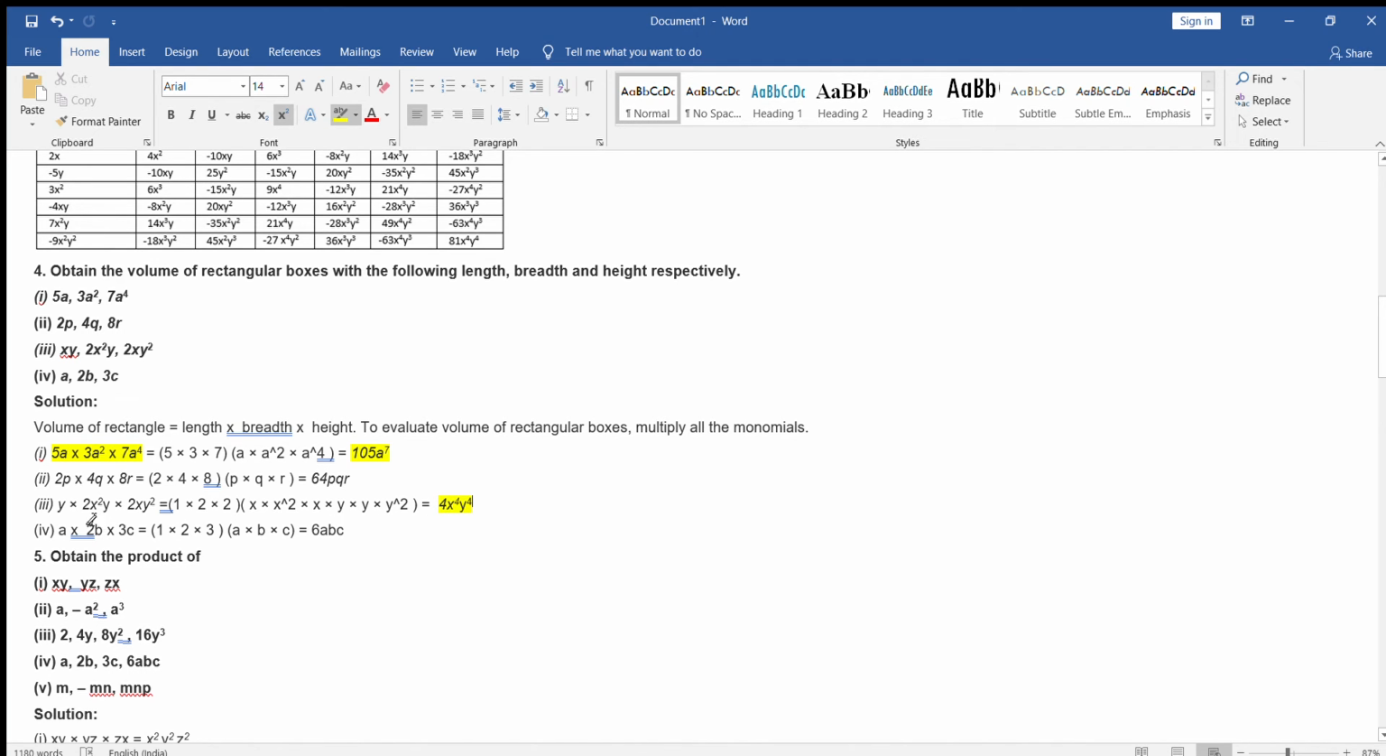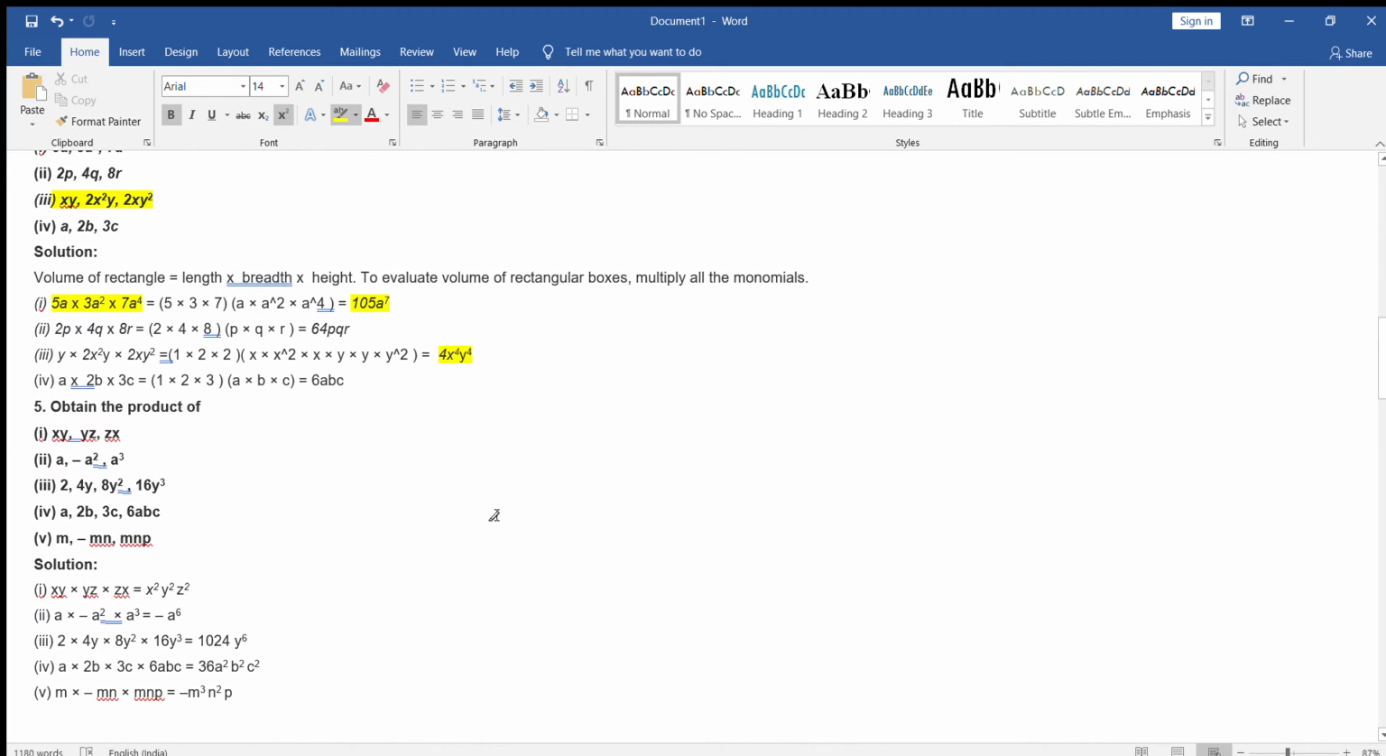Now count x. How many x are there? 2x, and here we are having 3x, and here also we are having x. Okay, it is misprinted. Just see here the question number 3rd. So 1x and 2 3 and 1 4x. So x to the power 4. And if we count y, 2y, 1y and 1y. So y to the power 4. So in this way we will multiply all these terms.